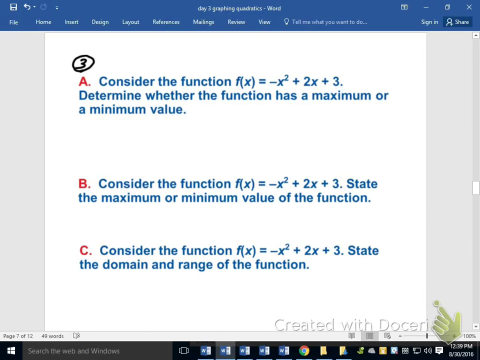So now I'm going to actually run through example 3. There's actually, all of these are based on the same function. Determine whether it has a maximum or minimum value. Because the a value is negative, it's negative 1 here, it's going to have a maximum value.